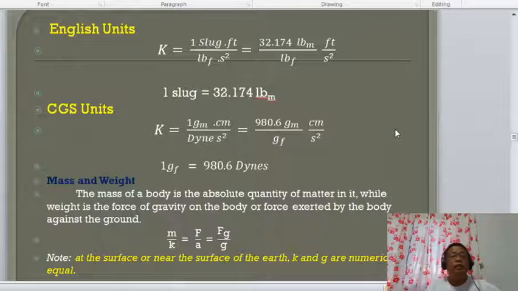Okay, so let us now go to mass and weight. So this is another topic. Take note, the mass of a body is the absolute quantity of matter in it, while weight is the force of gravity on the body or force exerted by the body against the ground.